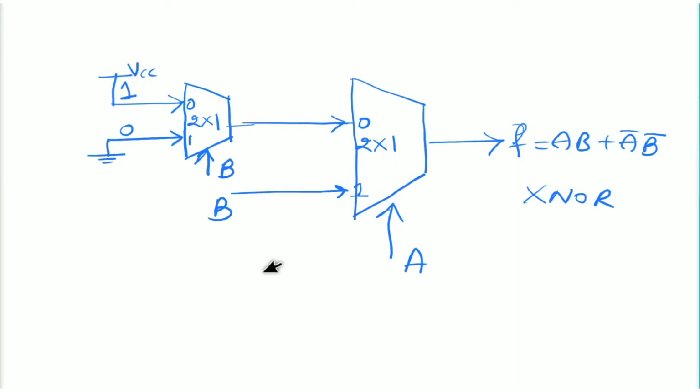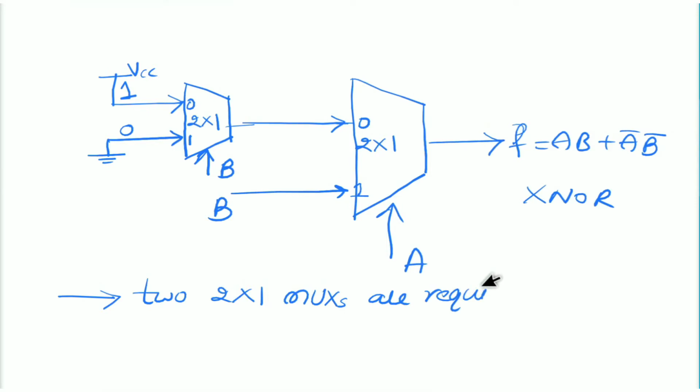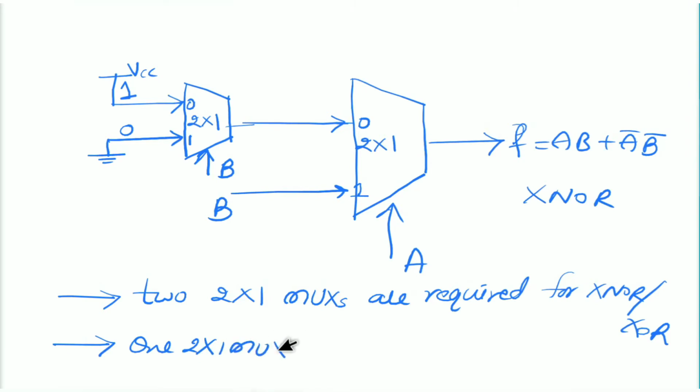Right. So this is the implementation of the XNOR gate with the help of only 2:1 multiplexers. So how many 2:1 multiplexers are required here? Two 2:1 multiplexers are required for XNOR, and similarly for XOR also. Otherwise, one 2:1 mux and one inverter, or I can say one NOT gate, is enough to implement XNOR and XOR.